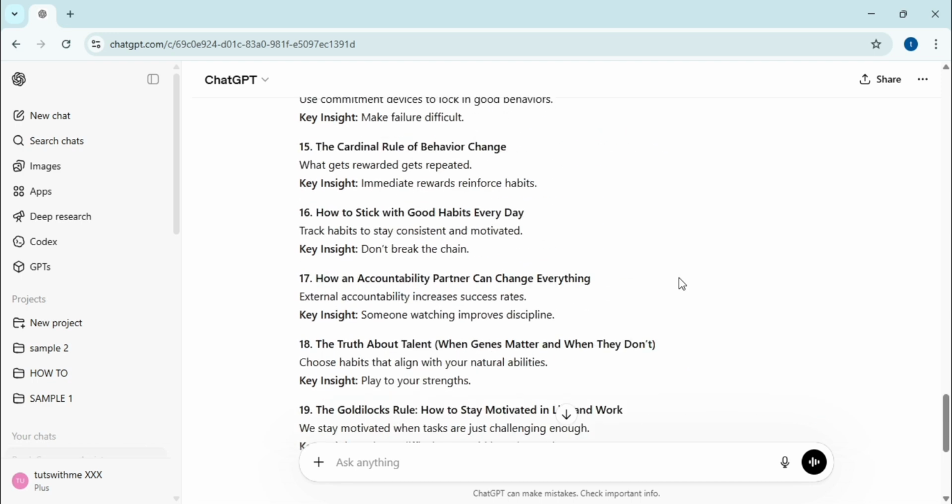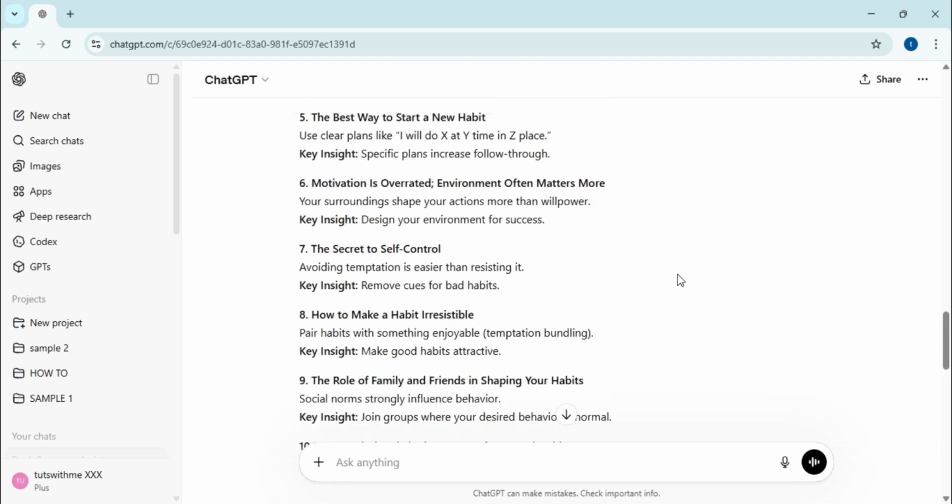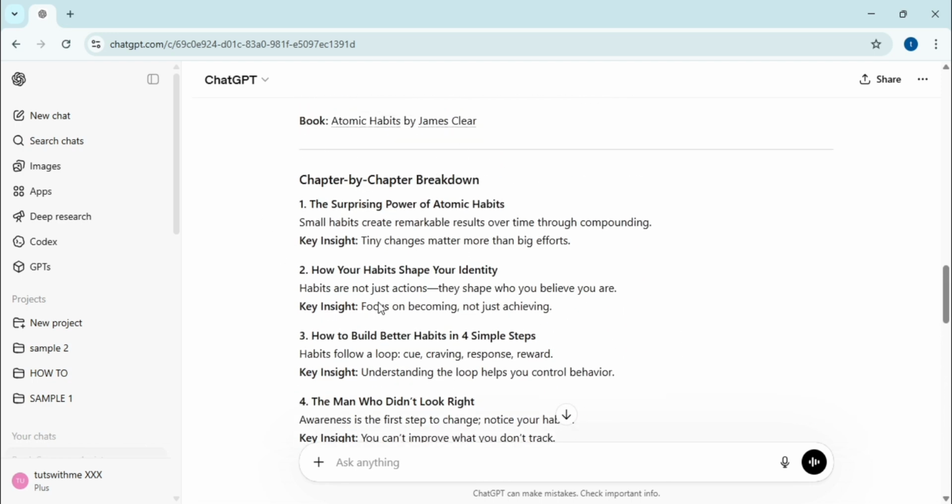This is a perfect way to quickly digest a book's wisdom or review key concepts whenever you need a refresher.